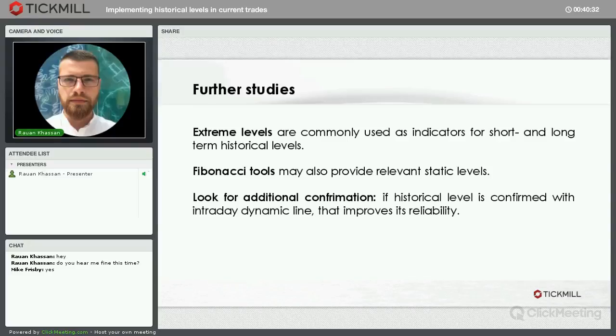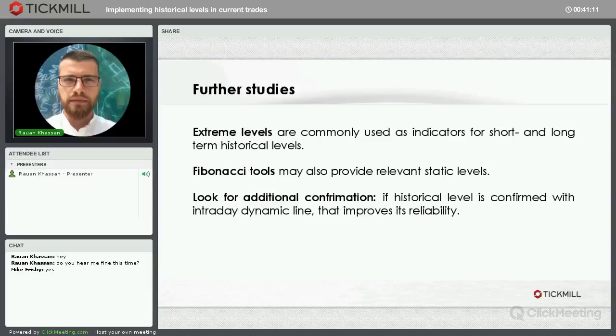So by now, going back to some theory and further studies. As indicators for short and long-term historical levels, extreme levels are commonly used. Extreme levels, in other words, mean local tops and bottoms, which are very easy to find if you just look at your chart. It's usually marked with a significant spike, which differs a lot from other neighboring prices.